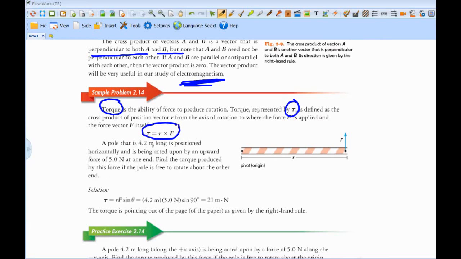The pole is 4.2 meters. r is like a radius. This is like a swinging thing, like a barbershop pole. If I have a torque, you put a radius and it will rotate over to that position. The pole is positioned horizontally, and it is acted upon by an upward force of 5 newtons at one end. Find the torque produced by the force if the pole is free to rotate about the other end.